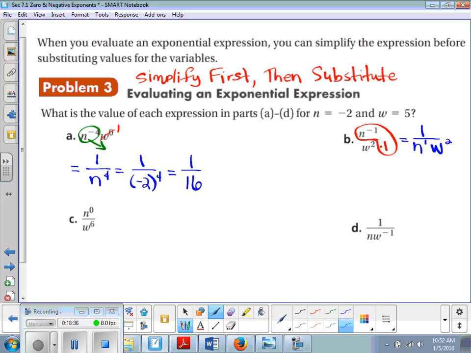Does everybody see how we got that? And of course, n to the first is just n, right? So now we can substitute. We're going to put a -2 in for n and a 5 in for w. So we have 1 over -2 times 5 squared. So when I simplify this, 5 squared is 25, and then 25 times -2 is -50. Good. All right, and then you're done.